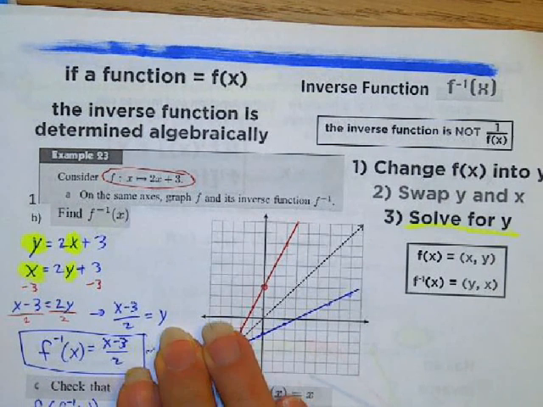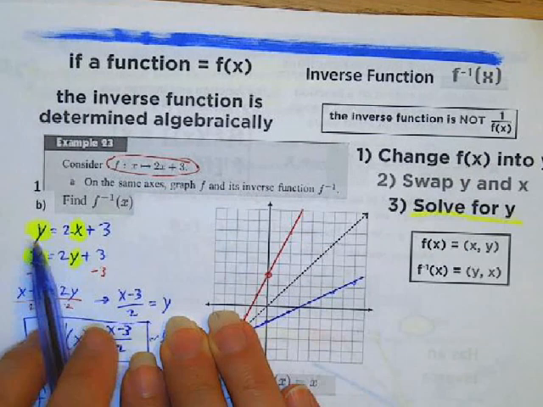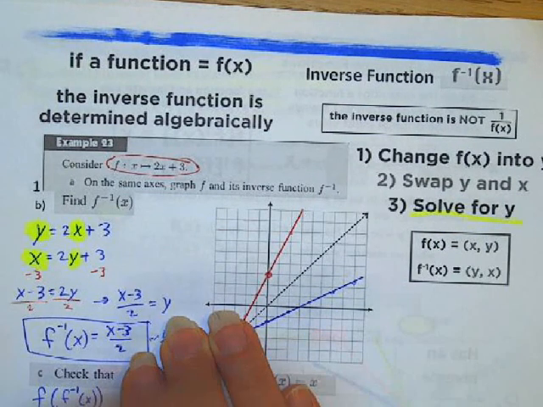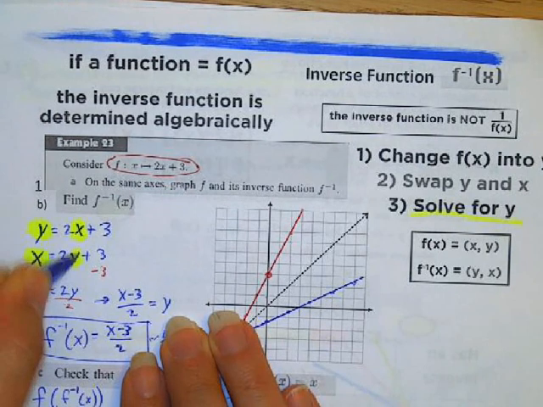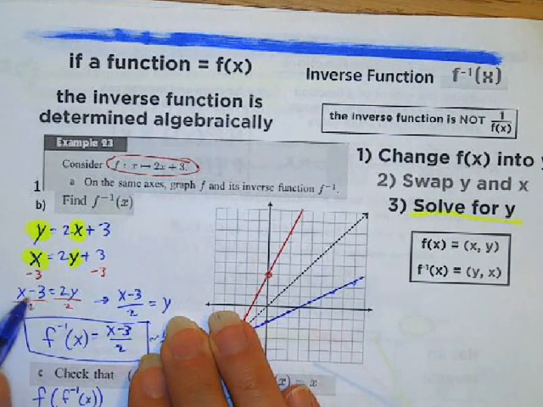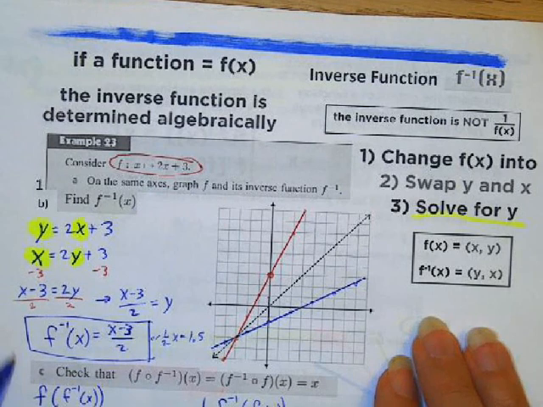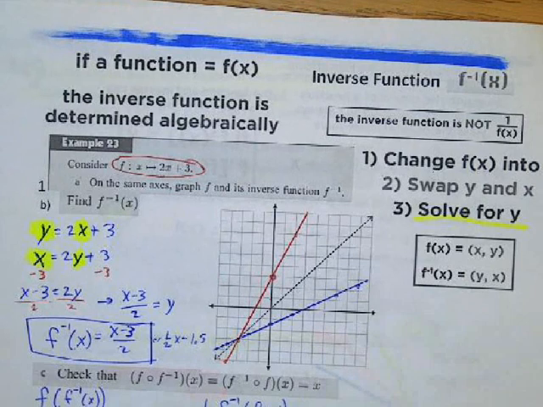So what I've just done is, step 1, I changed f of x into y. That's what we wrote as y. Step 2, we switch the y with the x and the x with the y. So this y became x, this x became y. And then the final thing was we solved for y. So we subtracted 3 on both sides, I got x minus 3 equals 2y, divided both sides by 2, and we got this. If I graph this, it's going to look like this. And if I graph my original function, it looks like this.